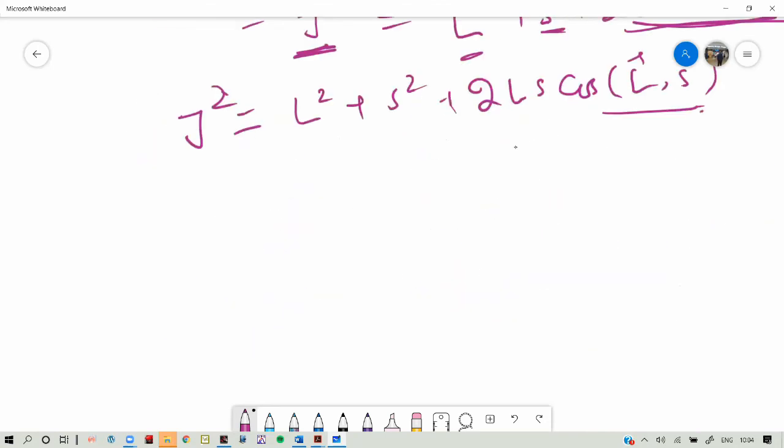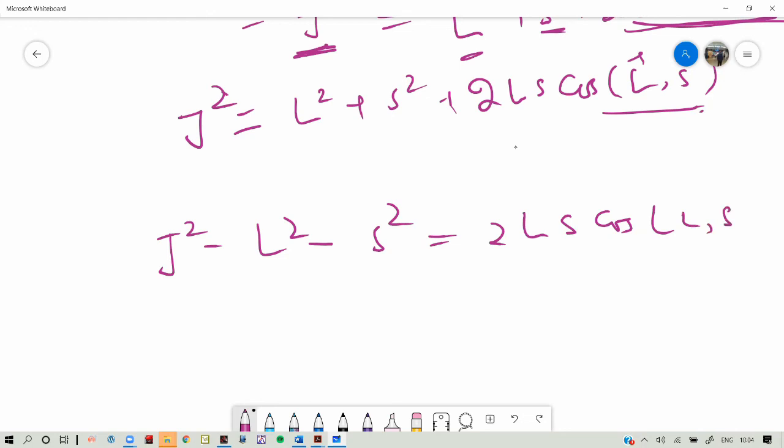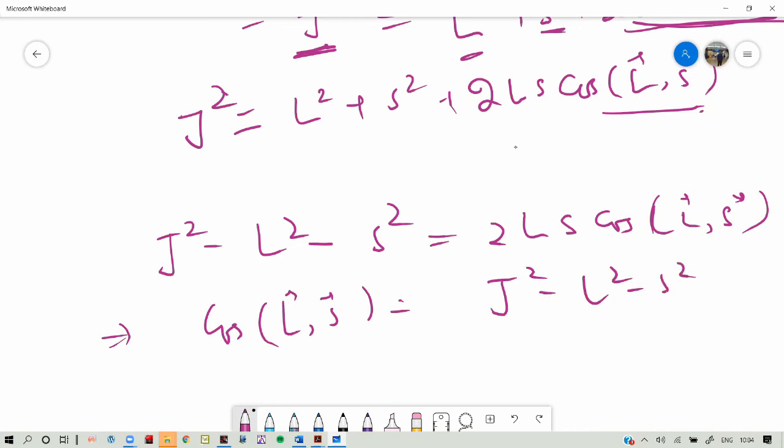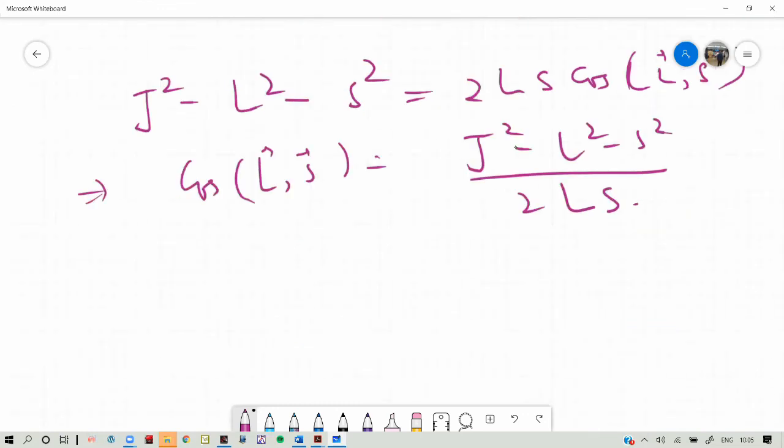Now, I can write it as J square minus L square minus S square is equal to 2LS cos of L comma S. Or I can write it as cos of LS is equal to J square minus L square minus S square divided by 2LS. I put in the values of J, L, and S.